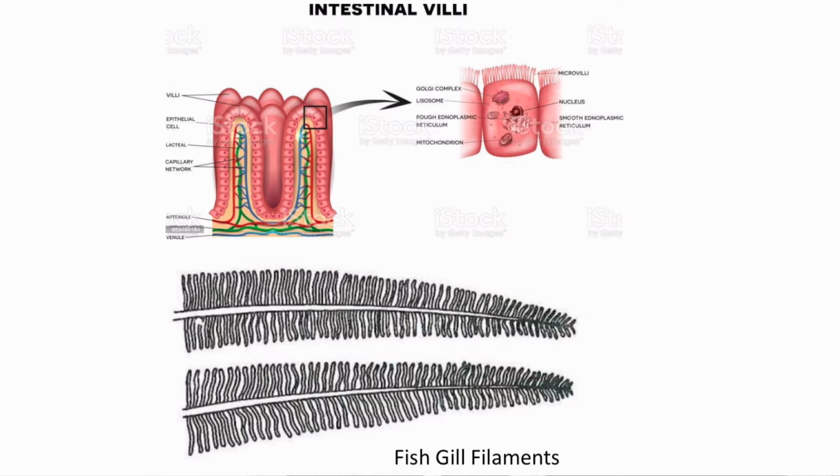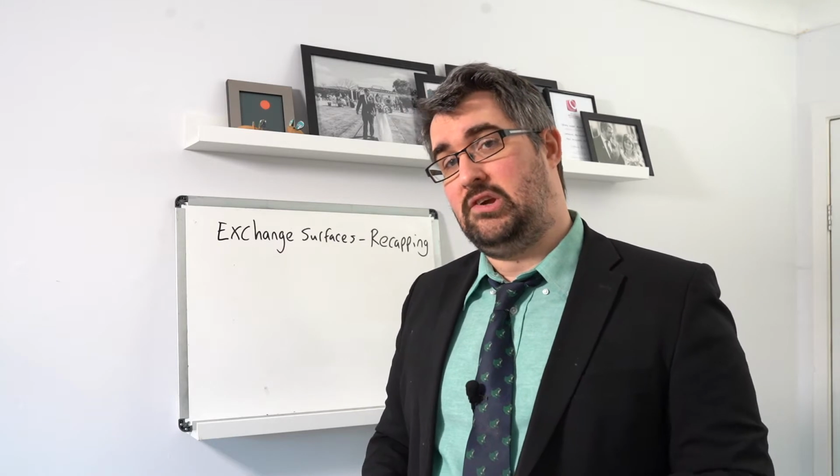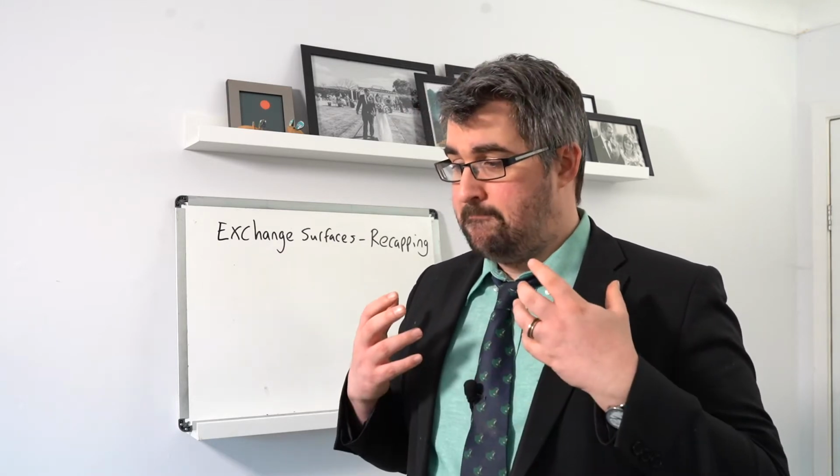So larger organisms, animals and plants, have developed exchange surfaces, structures to help them overcome this problem, to effectively increase the surface area of parts of their bodies to enable faster rates of diffusion, osmosis, active transport, or a combination of all of them. So that's what I'm going to move on to in the second section, looking at the adaptations that help with that.